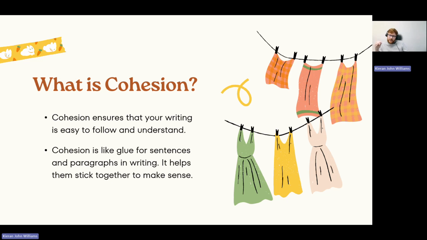So cohesion is what ensures your writing is easy to follow and understand. Again, well, let's consider the idea of glue. It's the glue that helps your sentences stick together and form a complete, meaningful piece of writing. Without cohesion, writing feels like disconnected fragments, just like that paragraph we looked at. With cohesion, writing becomes smooth, logical, and purposeful. It's not only about grammar, it's also about giving your reader a clear map through your ideas.